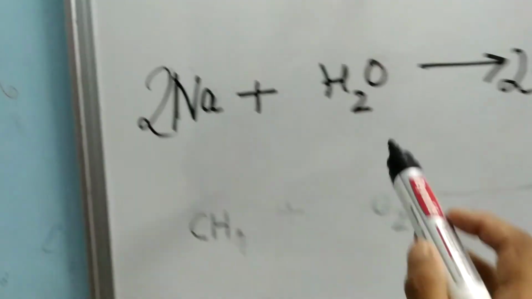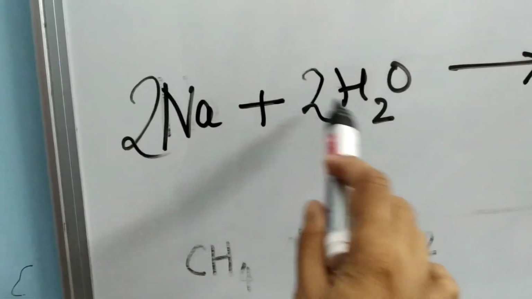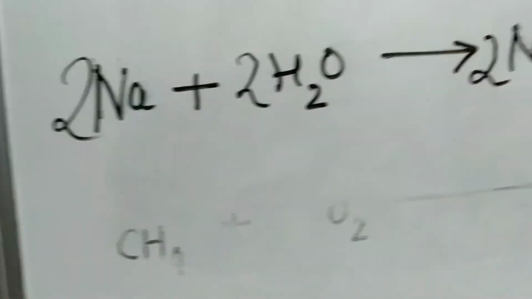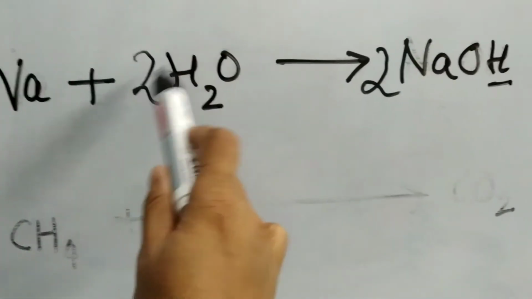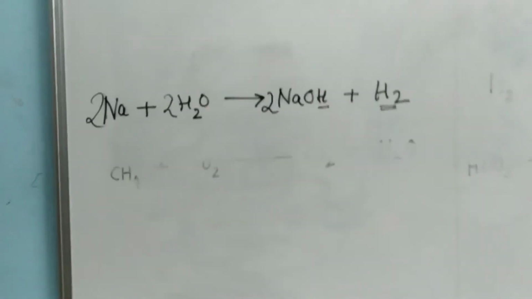How to do this? Already 2 is there. I'll put another 2. This 2 and this 2, we'll find a product, multiply. 2 2s are 4. Hydrogen is balanced, and this 2 will make the oxygen 2, and our equation is balanced.